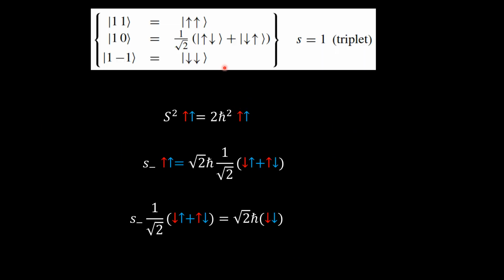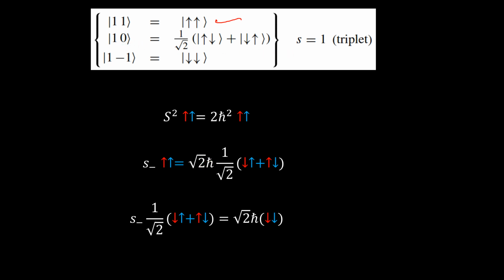So about the triplet state, we have seen that when S squared acts on spin up, spin up, I will get the eigenvalue 2ħ squared times spin up, which is the first one. Then this linear combination, 1 over square root 2 (down up plus up down), gives S equal to 1, M equal to 0.